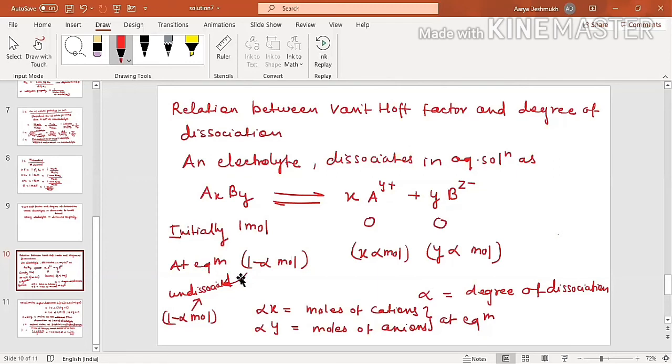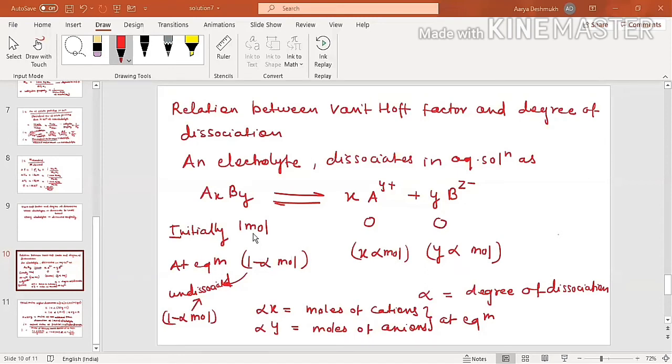Now at equilibrium, if you are taking 1 mole, it is 1 minus alpha moles. Before going to this, I'll just explain this. Here, x into alpha moles means they dissociate this much, x alpha. This alpha is nothing but the degree of dissociation. And the y component dissociates as y alpha moles. After some time, when they have reached equilibrium, it is 1 minus alpha.